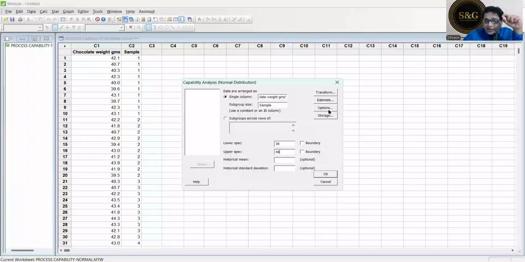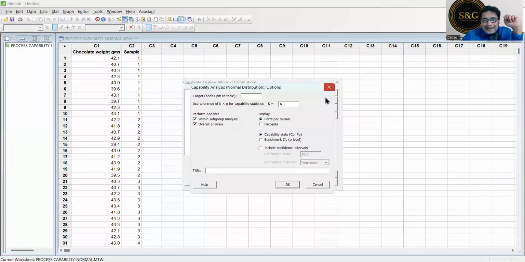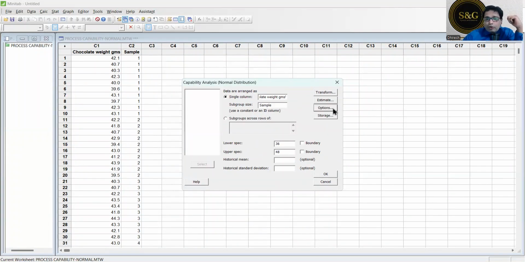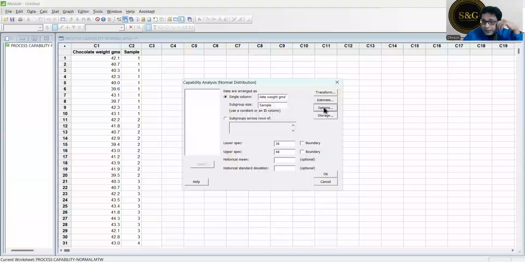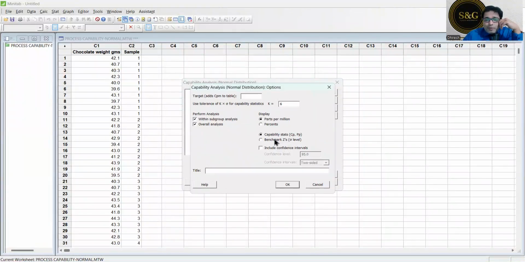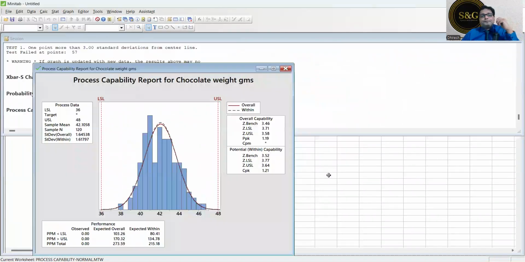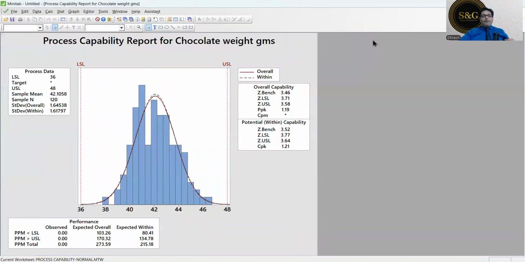There is a small change we have to make. Go to the Option column. On the right hand side, there is a tab called Option. Just click on it. This will open. Over here, see my cursor, you have to select benchmark Z. Click on benchmark Z and say OK. And say OK. You will find this.